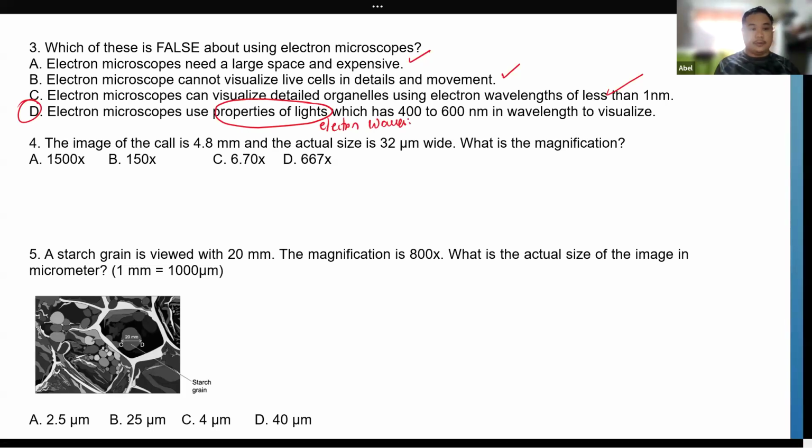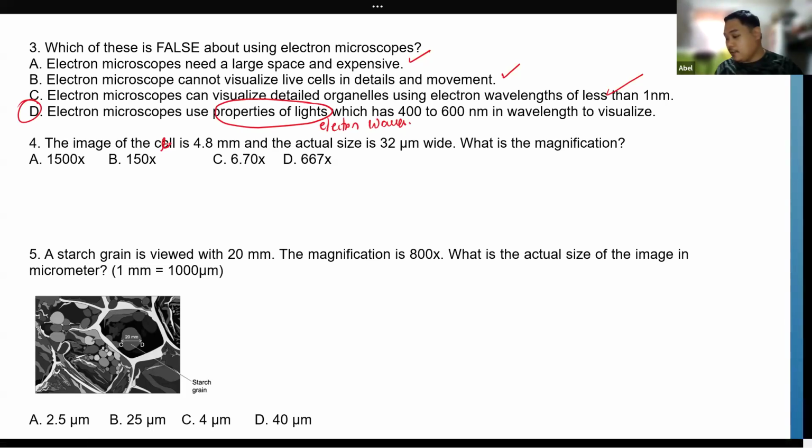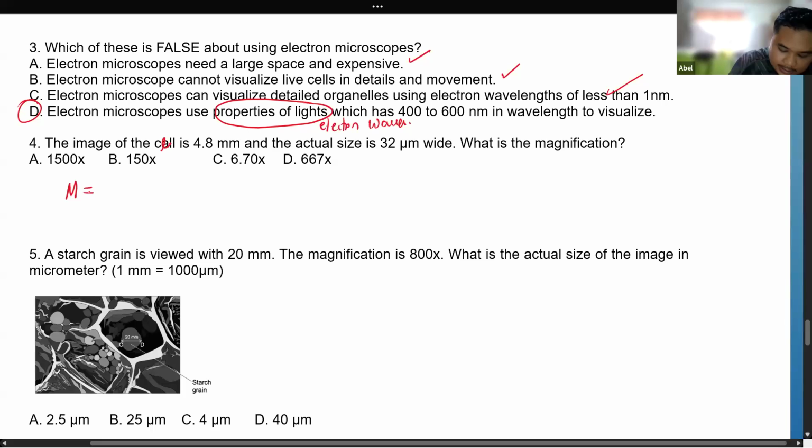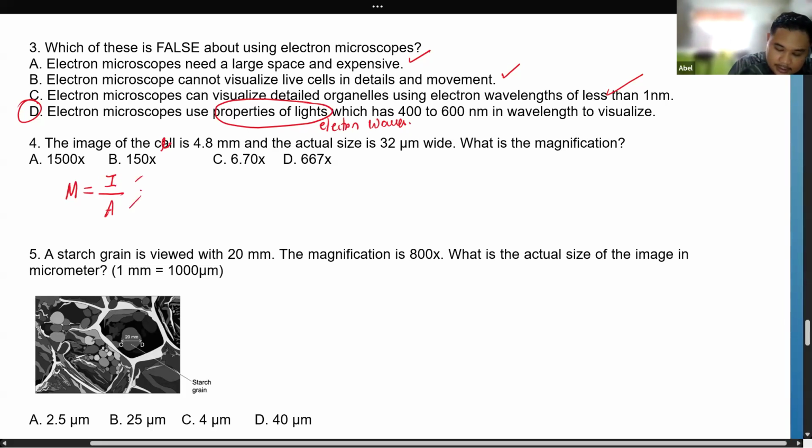Okay. So next, number four, the image of the cell. The image of the cell is 4.8 millimeter and the actual size is 32 micrometer wide. What is the magnification? Remember the formula for magnification. That is I over O, image over the actual size of the image. Now we can simply use this formula directly. The image of the cell is 4.8 millimeter and 32 micrometers. So we cannot directly use that, right?